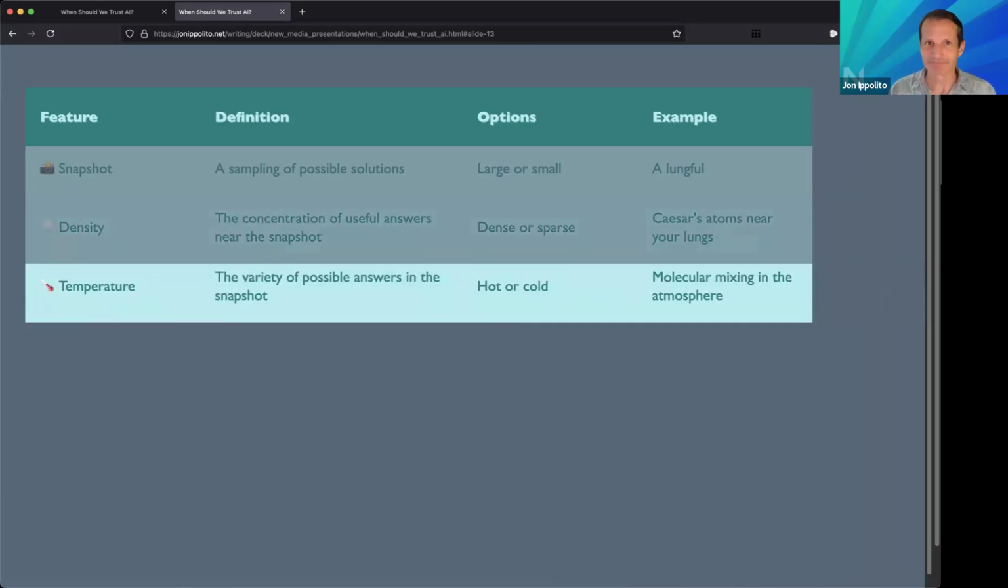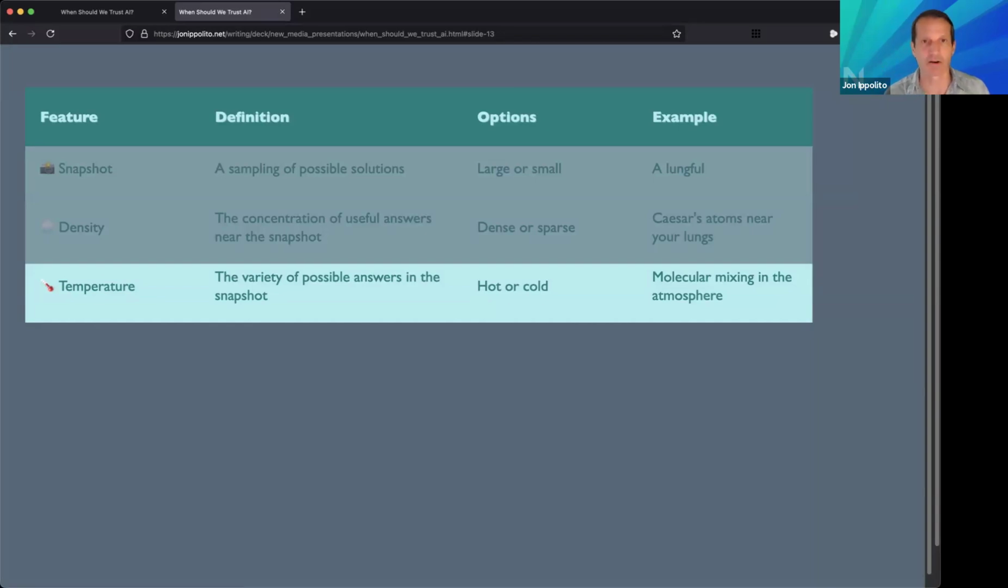Then there's temperature, and this gets to Jonathan's question about whether you can escape Caesar's breath by hiding in a mine or going up on top of a building. For those of you who studied physics, if the temperature of a gas is completely cold, that's 0 degrees Kelvin, none of the molecules move. That's what we mean by temperature in a physical or chemical context: how quickly the molecules are moving around, bumping into each other.